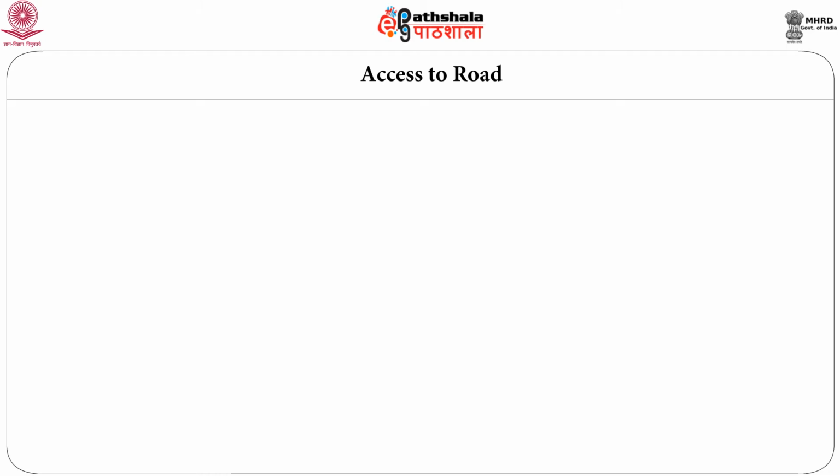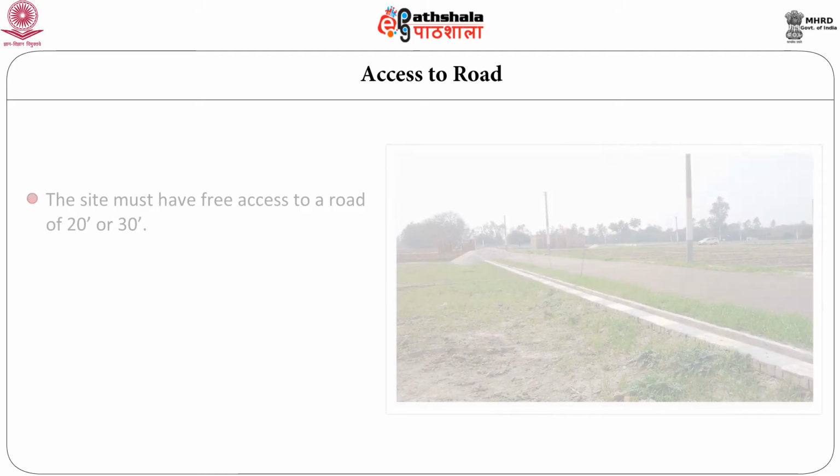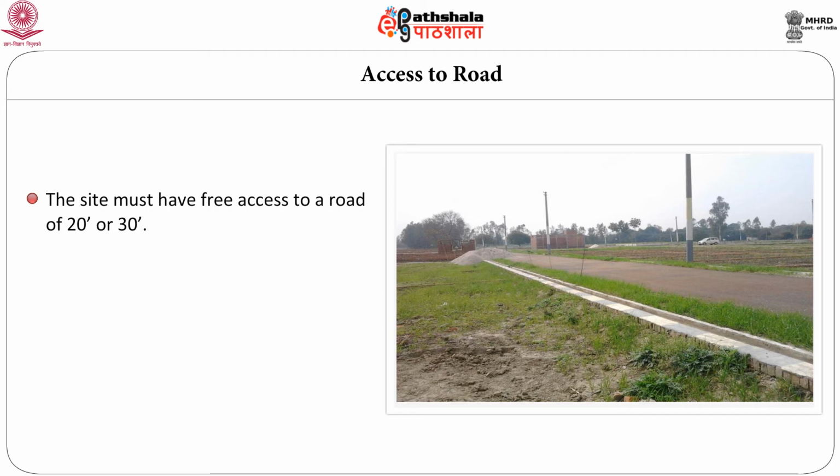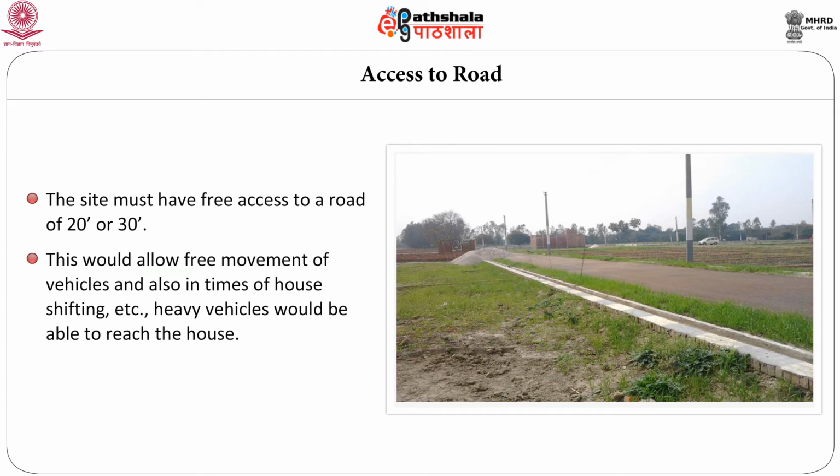The next point is access to road. The site must have free access to a road of say 20 feet or 30 feet. This would allow free movement of vehicles and also in times of say house shifting etc., heavy vehicles would be able to reach the house. Otherwise, if the path to the house is winding and long and narrow, then you may have difficulty even to bring a car to the house.